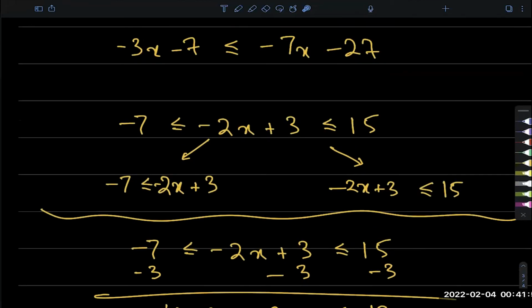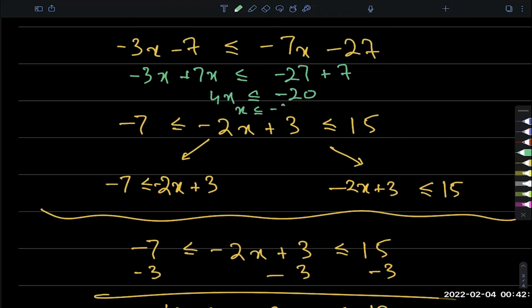Okay, sir, for the negative 3x minus 7, I know that you want to move the x's to the left and the numbers to the right. So I added 7, which made it negative 20 on the right, and then I moved the negative 7 by adding it. So I got positive 4x is less than or equal to 20, and then I divided that by 4. Yeah, that's absolutely right.